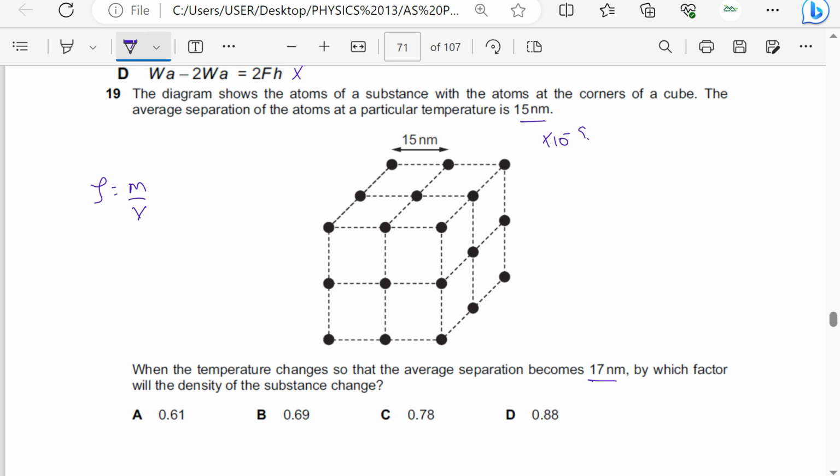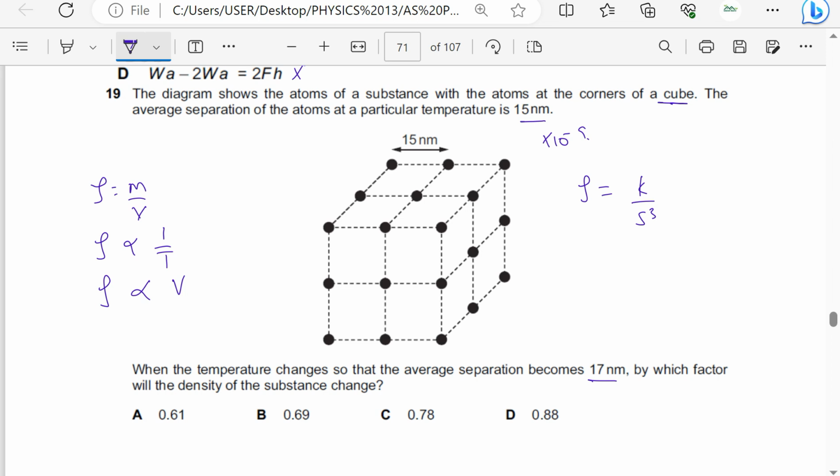And of course, as temperature increases, the substance expands. Density is going to be inversely proportional to volume. So the density is going to be a constant over the sides. I'll just say s cubed because this is a cube. So volume is going to be s cubed. So density is going to be a constant times 1 over s cubed.